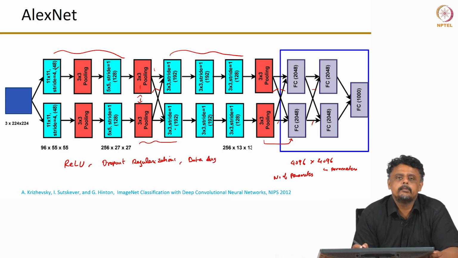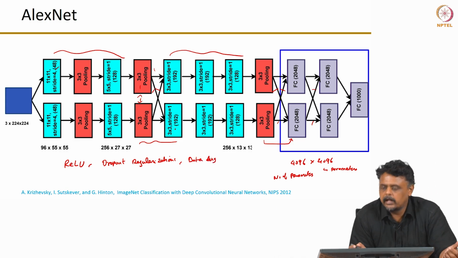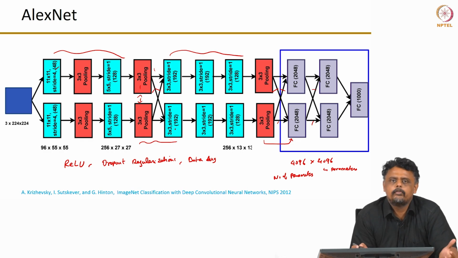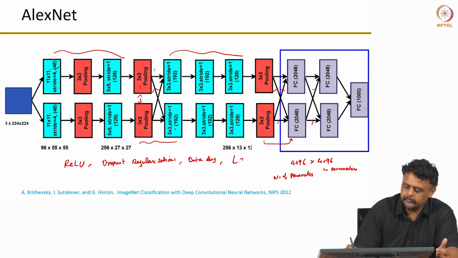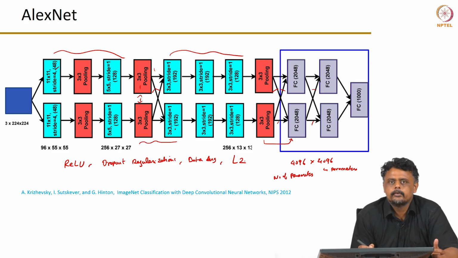So, the images were augmented because you see the number of parameters is huge. There were a few million training images, but we have 60 million parameters, so we do need more data if we have so many weights. It also used L2 regularization, to prevent overfitting to some extent. So, dropout and L2 as regularizers.